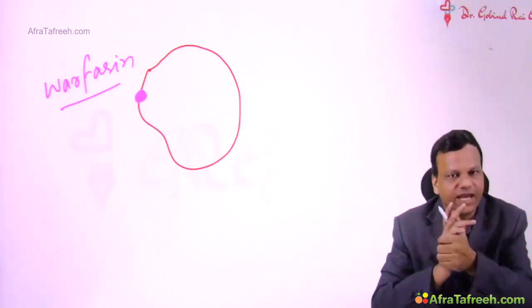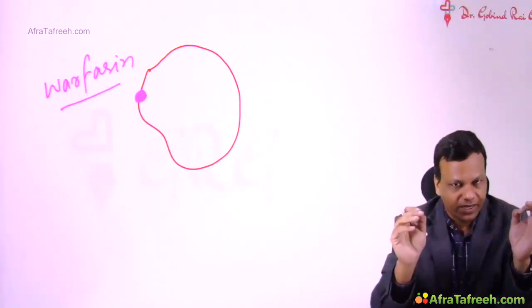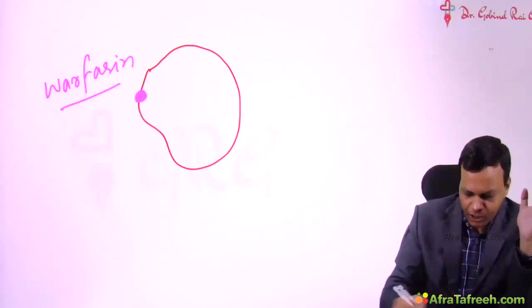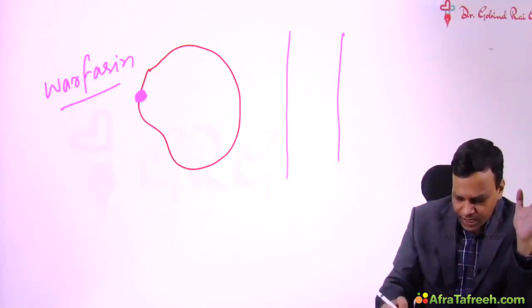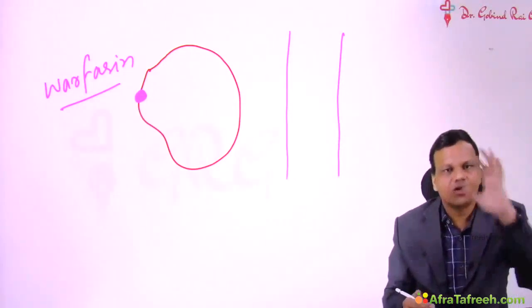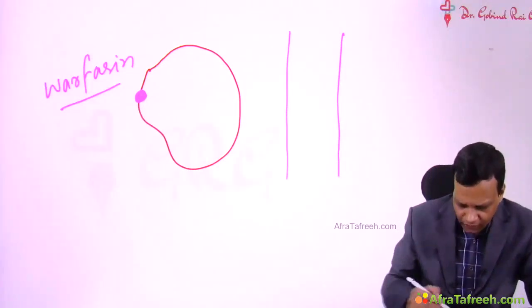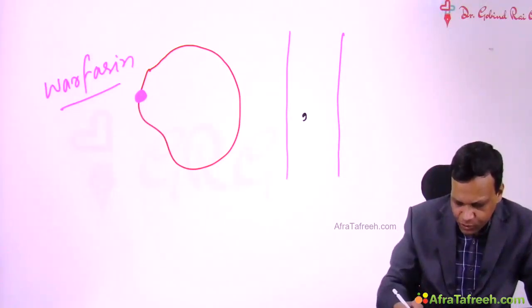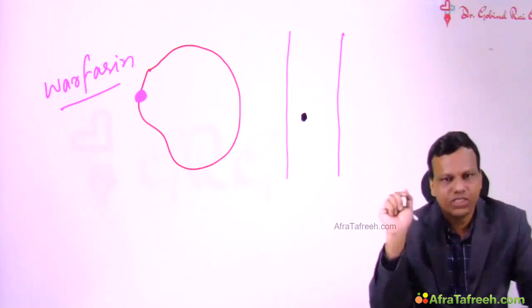Suppose warfarin has 99% plasma protein binding. We give 100 molecules of warfarin. So out of the 100 molecules, 99 molecules are already bound to proteins. Only one molecule is free and that is producing the action. We know free molecules produce the action.